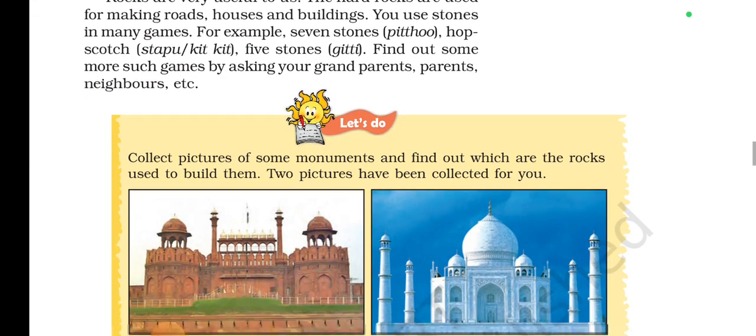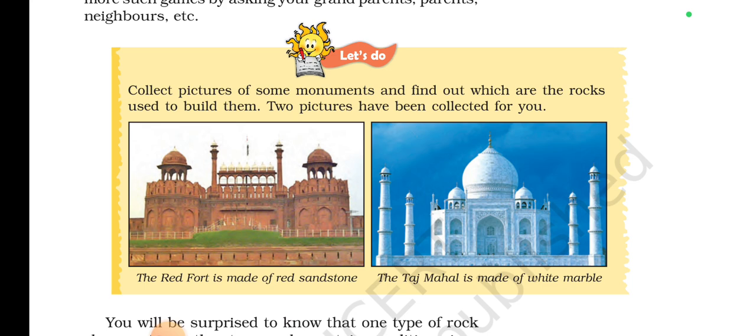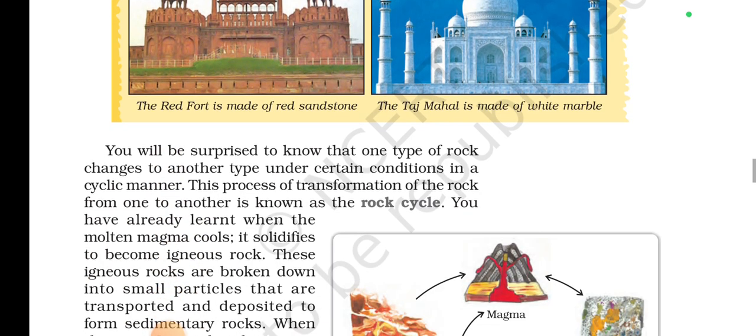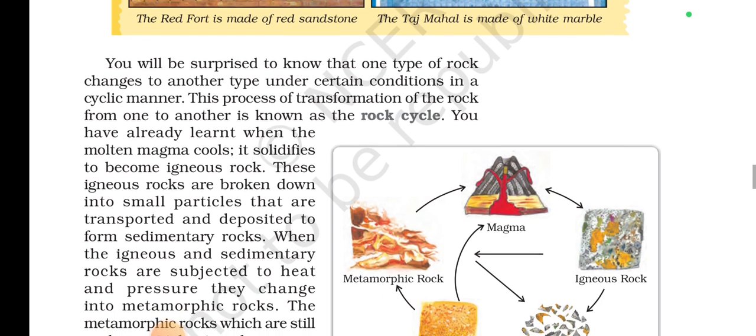Now moving ahead, here two pictures are given, one of the Red Fort and another of the Taj Mahal, describing the future of stone that has been part of rocks. Obviously, red sandstone is used in building the Red Fort, and white marble is used for building the Taj Mahal structure.